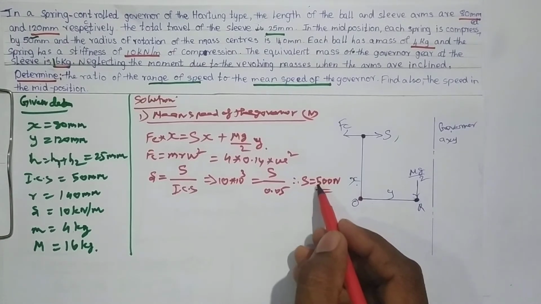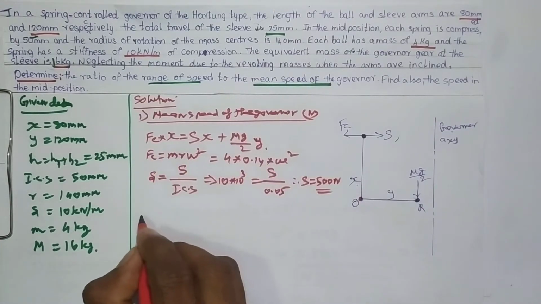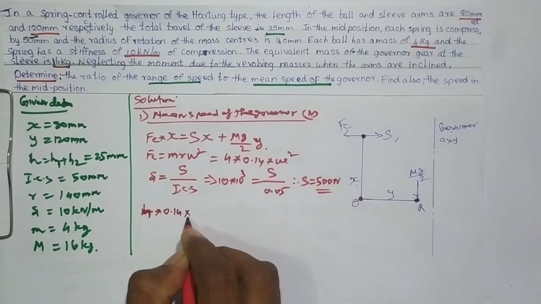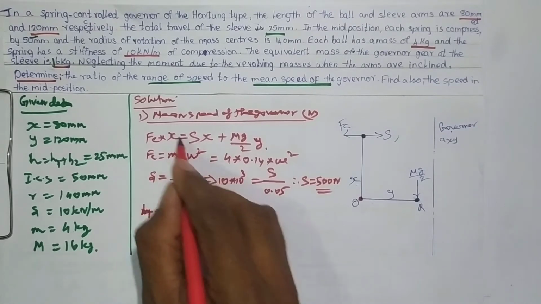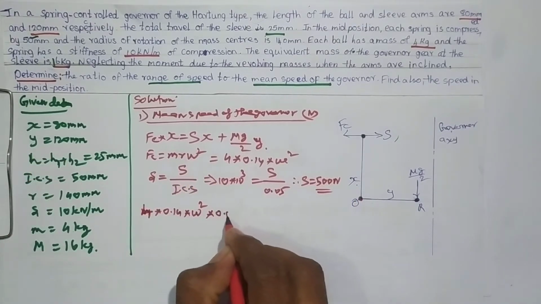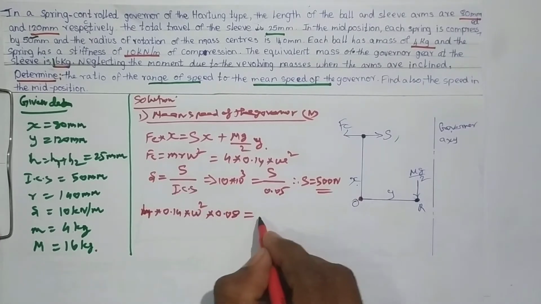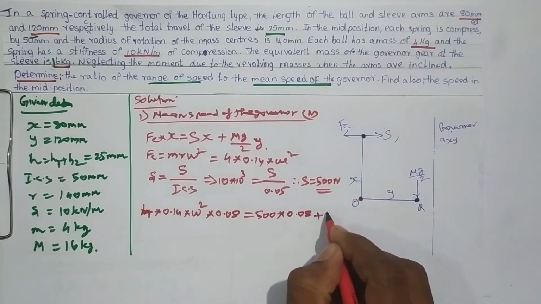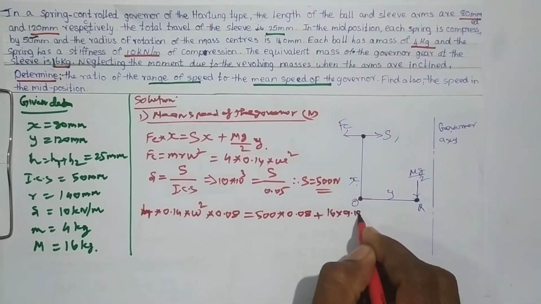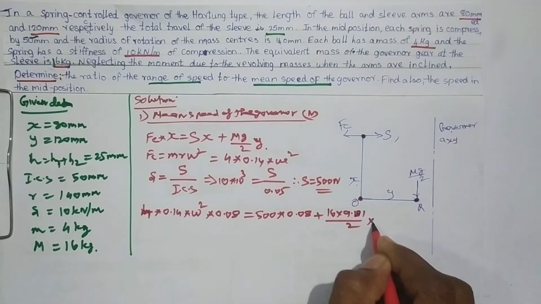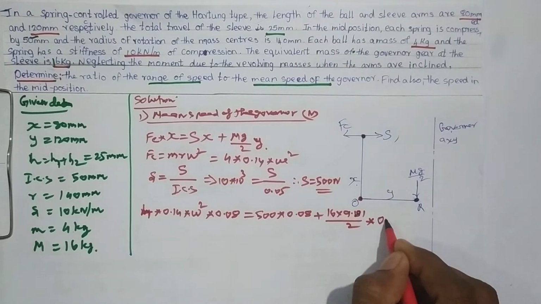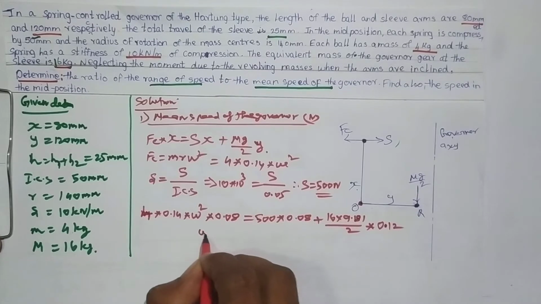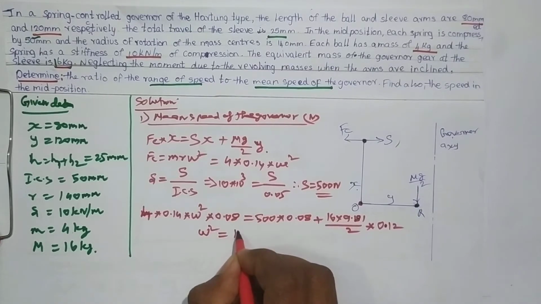Now substitute all the known values in this equation. So m into 0.14 into omega square into the x value. You know that the x value is 0.08. That is equal to 500 into 0.08 plus 16 into 9.81, divided by 2 into the y value, which you know is 0.12. So from this equation you find out omega square, that is 1103.